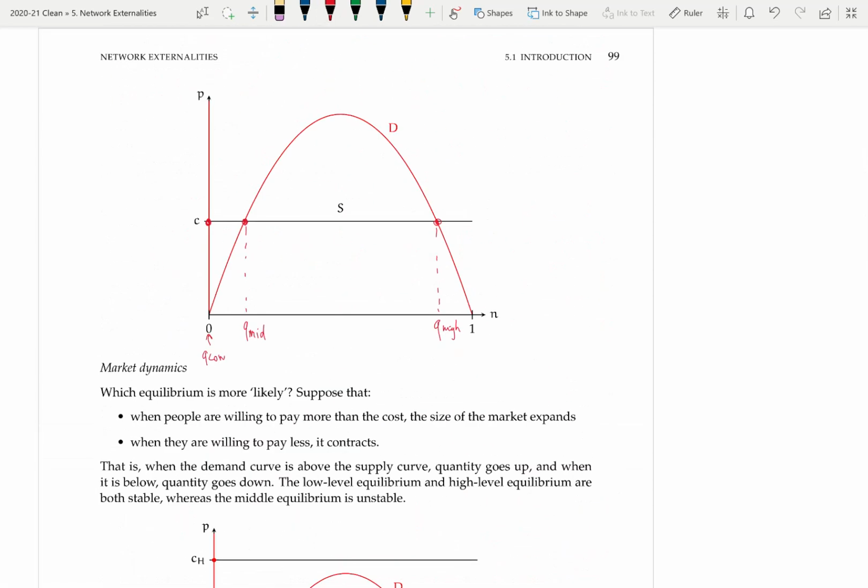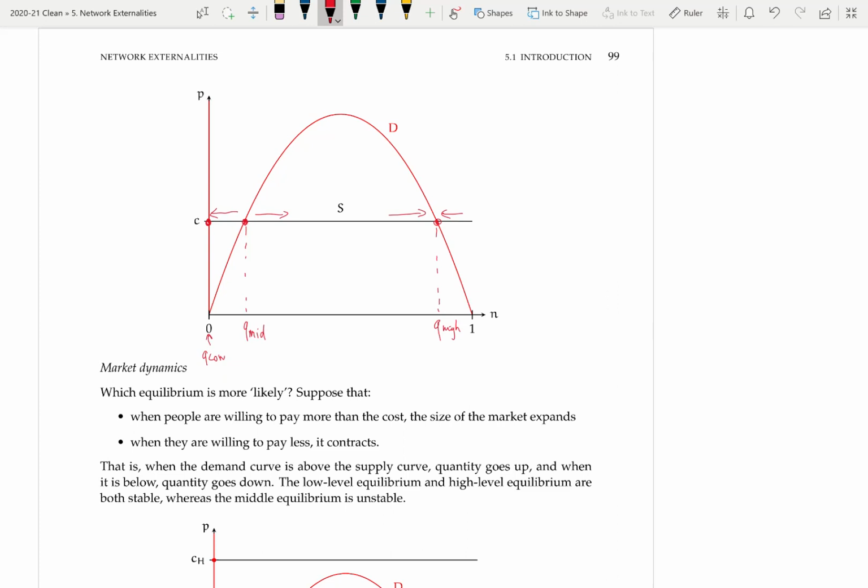So let's apply this idea to the market with network externalities. We have these 3 equilibria. If we start between the low and the middle equilibria, then the demand curve is below the supply curve, and so the market will contract. If we start between the middle and the high demand equilibrium, then the demand curve is above the supply curve, and so the market will expand. If we start above the high demand equilibrium, the demand curve is below the supply curve, and so the market will contract. So now let's consider the stability of these 3 equilibria.